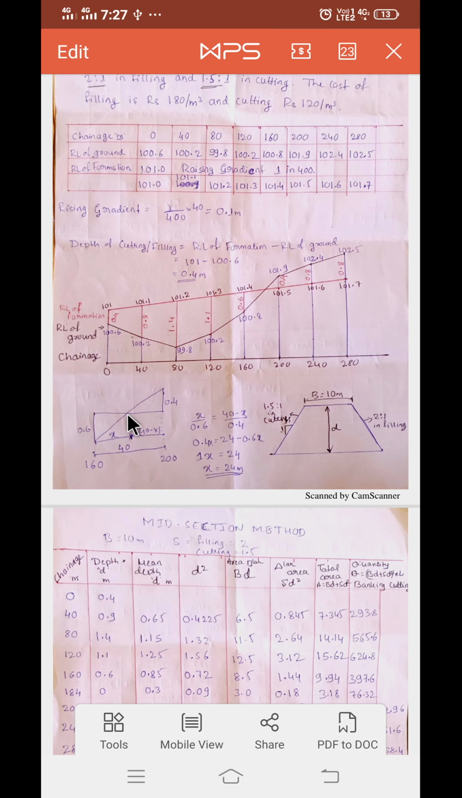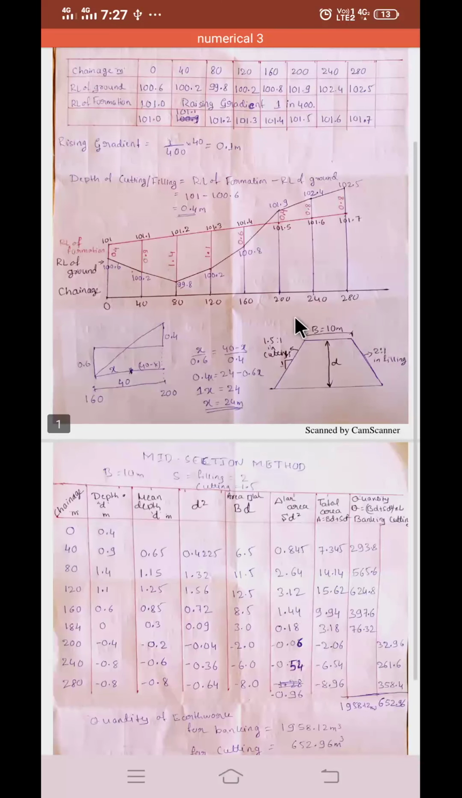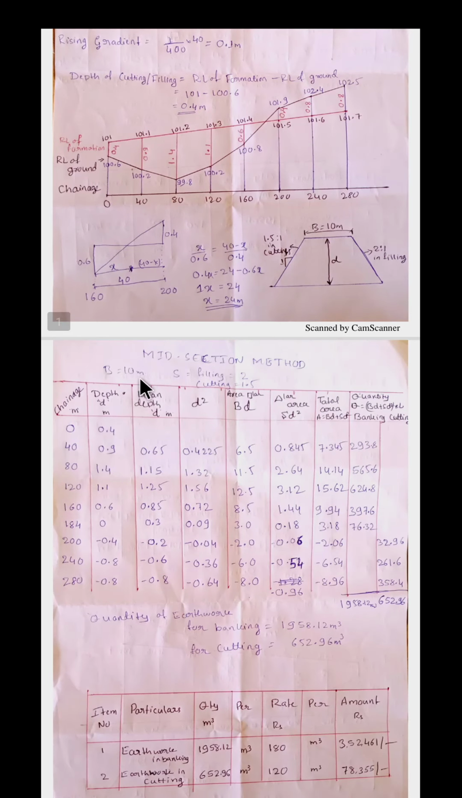Okay, now this is the width of the road, and the slope for cutting is 1.5:1, the slope for filling is 2:1. Okay, now we'll solve this by the mid-section method. B equal to 10, S for filling is 2, S for cutting is 1.5.